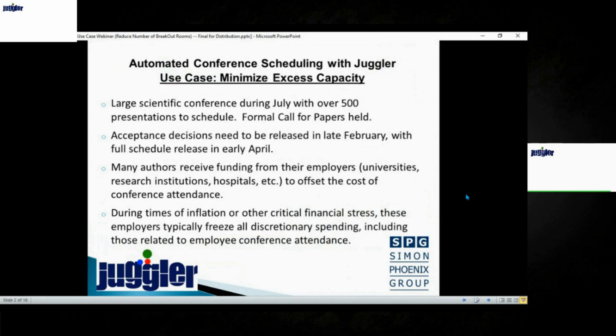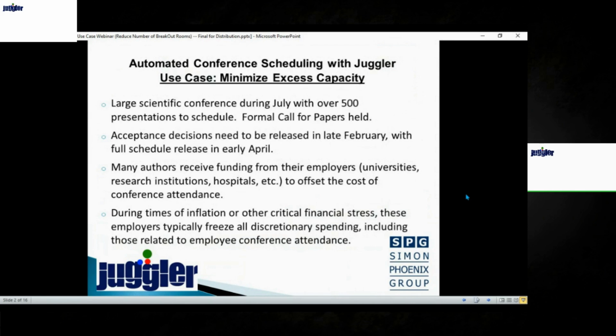We're looking at a large scientific conference that is held traditionally during the month of July. As you can see, over 500 presentations to schedule. It's a significant number of presentations. There's also poster sessions that need to be scheduled. And like most large scientific conferences, it occurs over multiple days. It has multiple themes. It has multiple concurrent rooms. The example that we're looking at here has 8 or 10 concurrent rooms going at any given time.